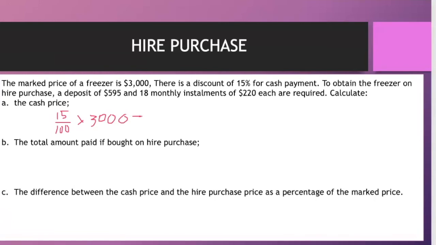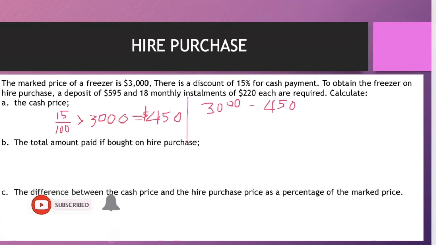So that will give me $450. Now this $450 is a discount amount. This is the amount that the vendor will be removing from the price of the freezer if you pay cash. Sometimes you go to places and they'll say, okay, I'll take off this amount if you're going to buy it cash. So the cash amount will be 3,000 minus the 450, that is the discount. So 3,000 minus 450 gives us 2,550.